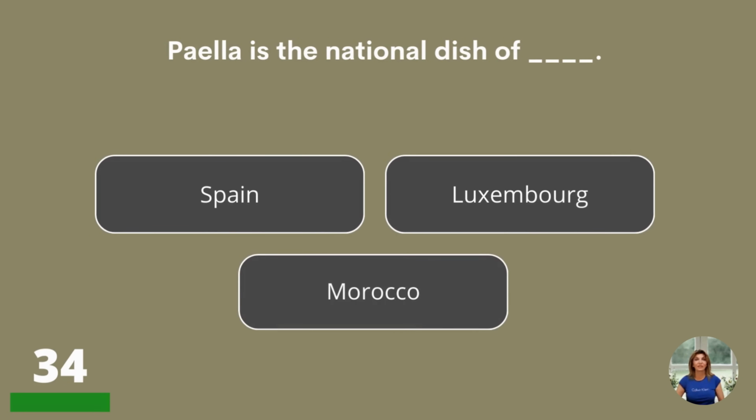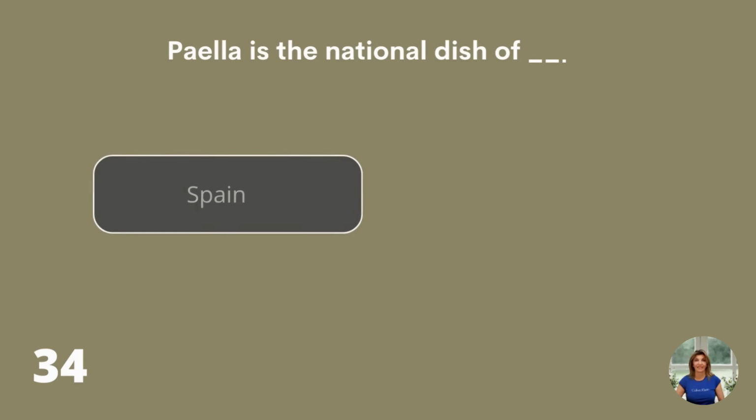Paella is the national dish of Spain, Luxembourg, or Morocco? Spain.